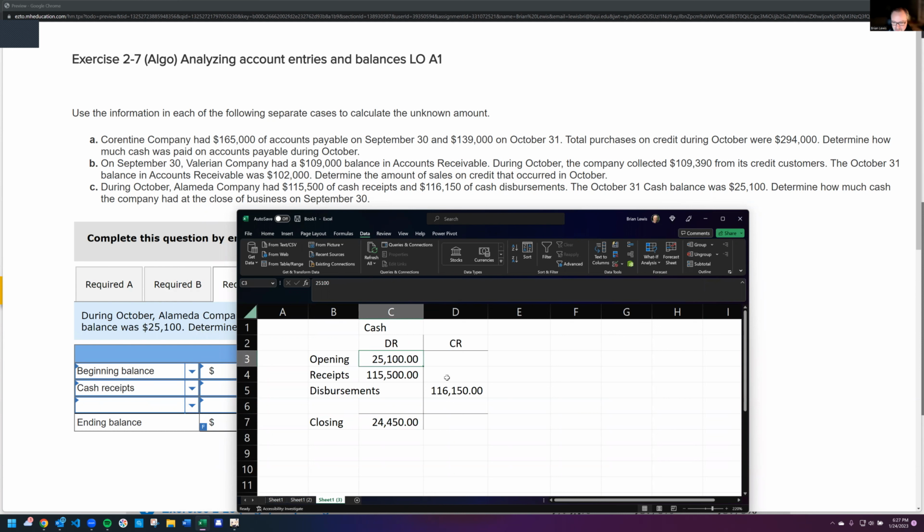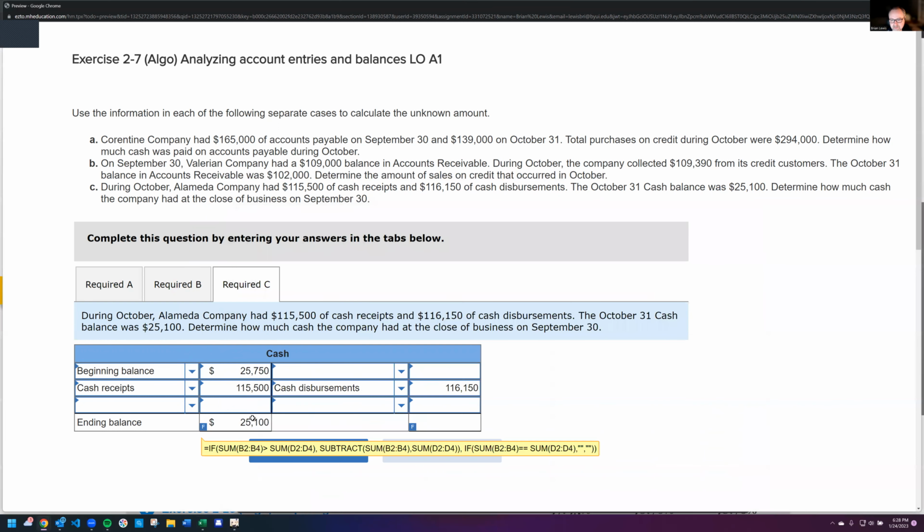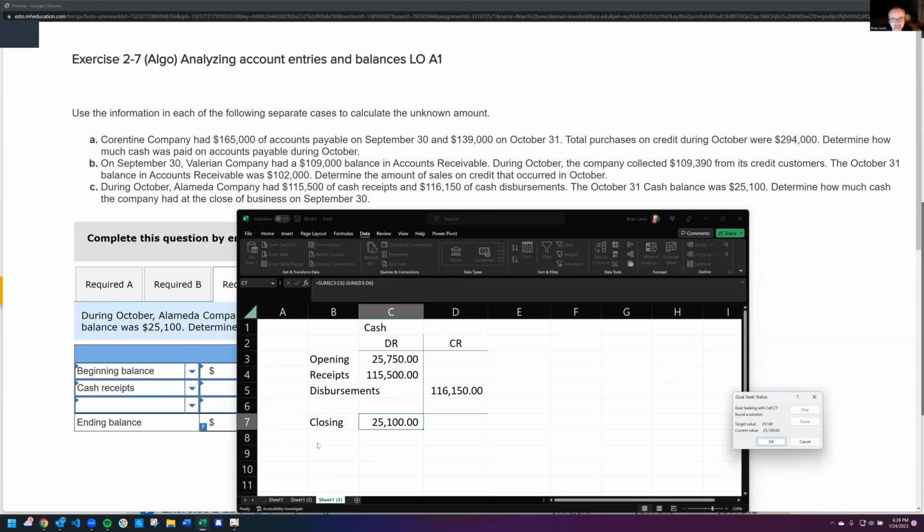So it's backwards. I don't know what the opening account balance is. All I know is the closing, the October 31st balance, not the beginning balance. Same thing though. The easiest way is to go to goal seek, set my value, cash balance of 25,100, by changing the beginning balance. And it should run it right to the right number. There we go. I got it right. 25,750. Let's see if I got that right. Yep, I got it right.